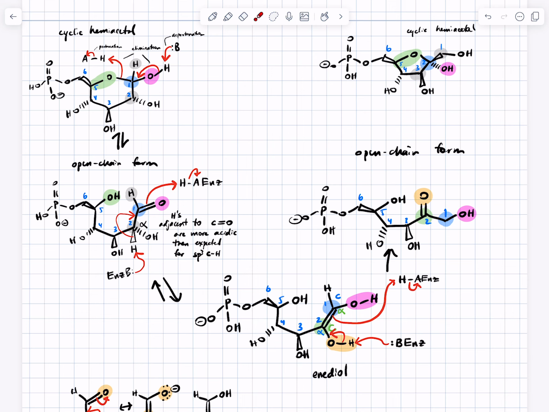Okay, so if a base attacks the alcohol group on carbon 2, it will become a ketone. And if the base attacks the alcohol on carbon 1, it will become an aldehyde. Exactly. If a base removes a proton from the OH on C2, then it becomes the ketone. If a base deprotonates on C1, it becomes an aldehyde. That enediol intermediate can go both ways. In glycolysis, the forward direction is toward fructose.